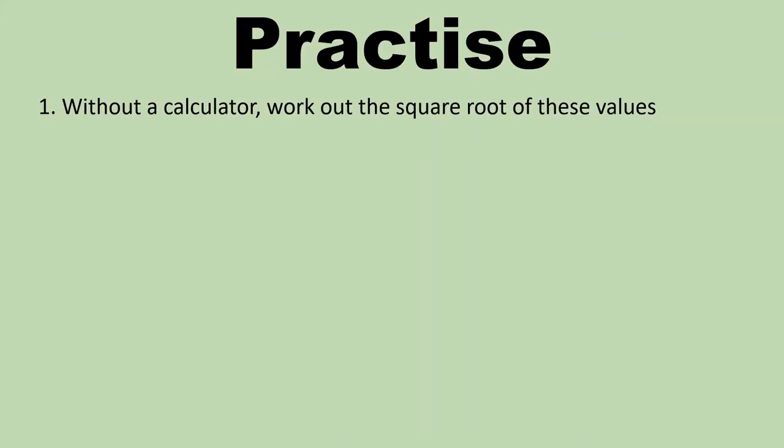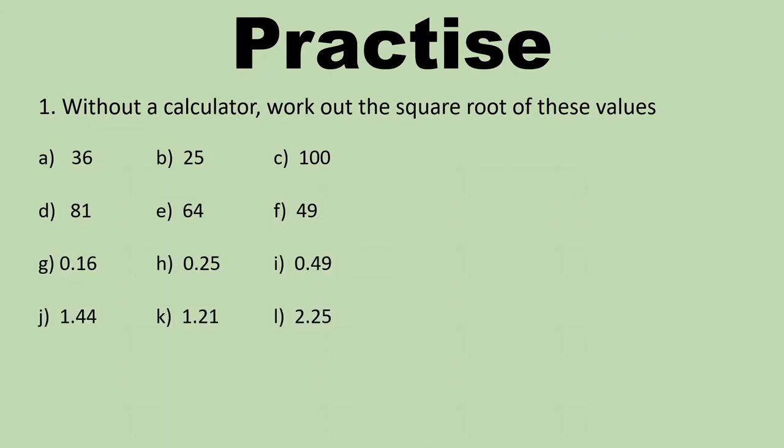Now it's your turn for some practice. So first, what I want you to do is, without a calculator, work out the square roots of these values. Now the first 2 rows should be fairly straightforward. Just remember that when you square root a number, you could have a positive or negative answer, so make sure you write both. For the last 2 rows, we're working with decimal values here. So remember to first convert those to fractions and then square root both your numerator and denominator. And remember that your answer could also be positive or negative.